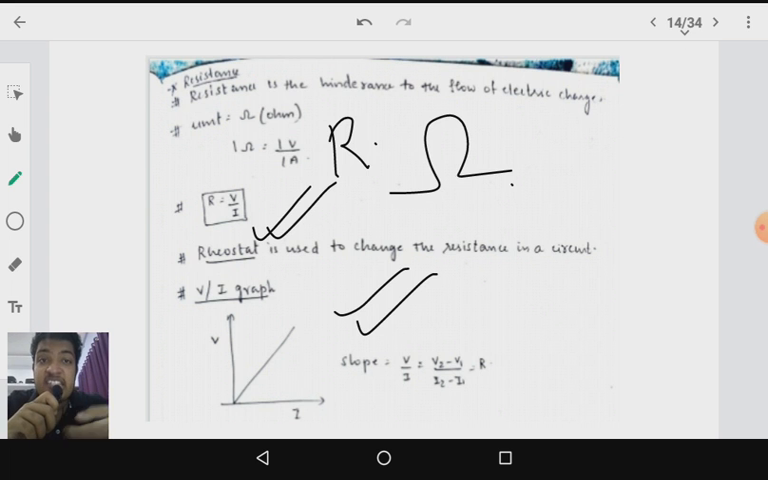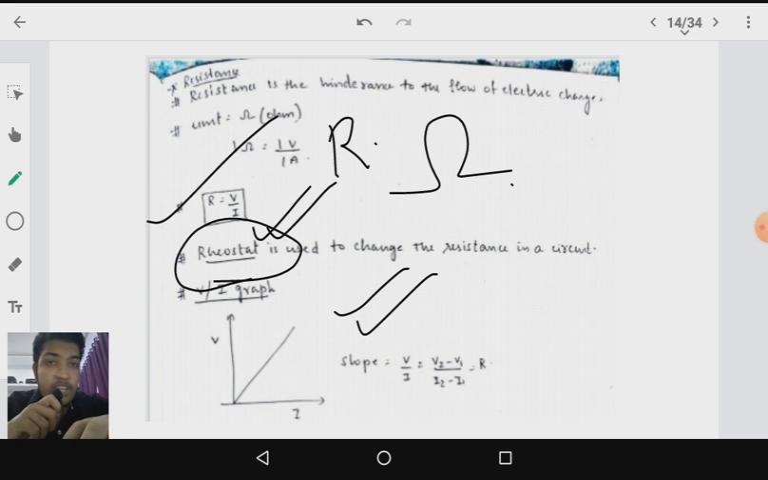For changing the resistance in a circuit, we have a rheostat. We cannot measure resistance directly. We can measure it by using a voltmeter and an ammeter together. We have to connect the voltmeter in parallel and the ammeter in series. We can measure the potential difference and the current separately, and from there we can calculate the resistance by using this equation. We do not have any device for measuring the value of resistance directly.